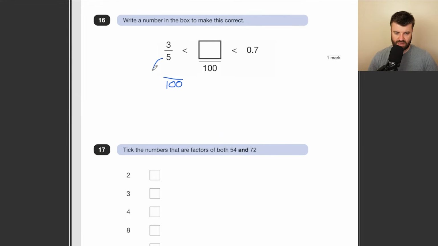So 5 into 100, that's 20 times bigger. So do the same to the top. We get 60 over 100 is less than something over 100 is less than 0.7. Well, good thing for us, 7/10 we know is 70 hundredths. So, oh my gosh, that writing is terrible. I'm so sorry. Right, 70 over 100. Cool. So it's got to be less than 70 over 100, but more than 60 over 100. You could have any number from 61 up until 69. Anything in the 60s, you'd get a mark. Any of those answers are correct.